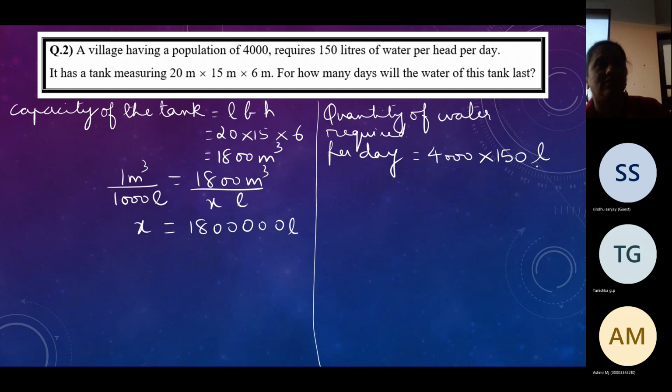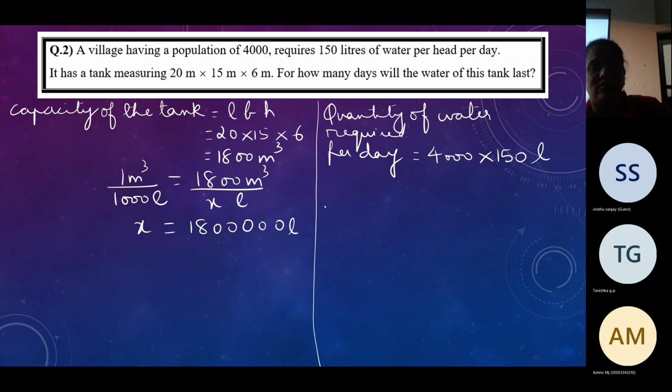So much they need per day. The village needs so much water per day. Now this is already in liters. You don't have to convert this to meter cube. The quantity of water required per day, because for one person 150 liters, so for 4,000 people, 4,000 into 150, and that is per day because it's given per head per day. So this is the per day requirement for the village.